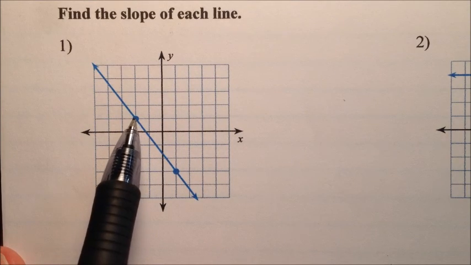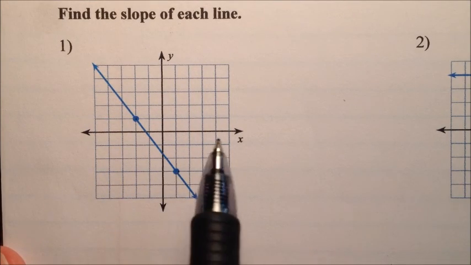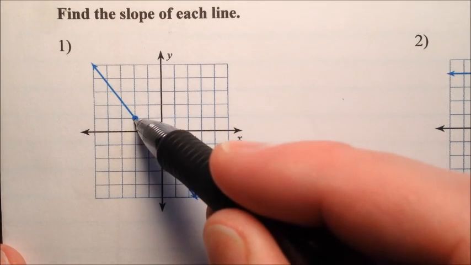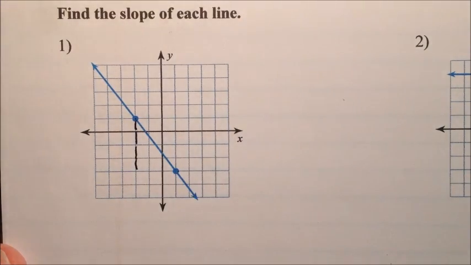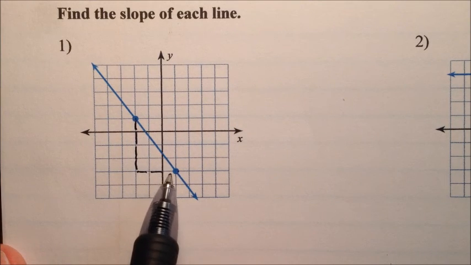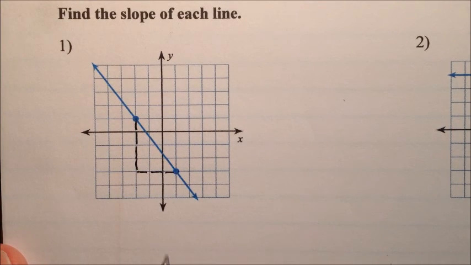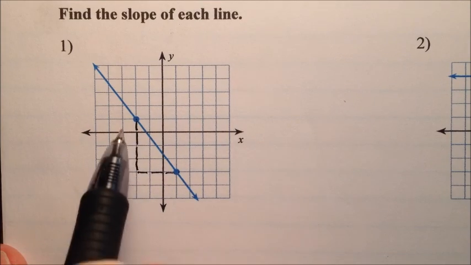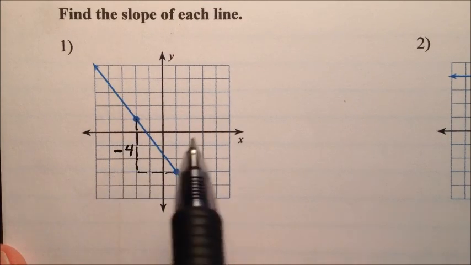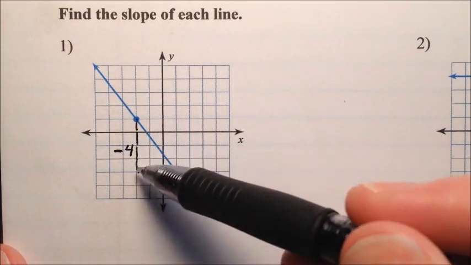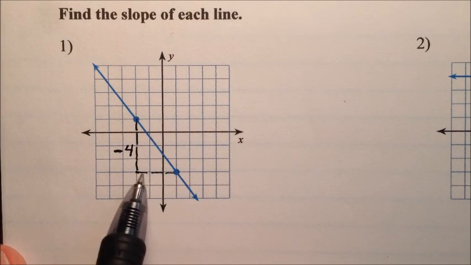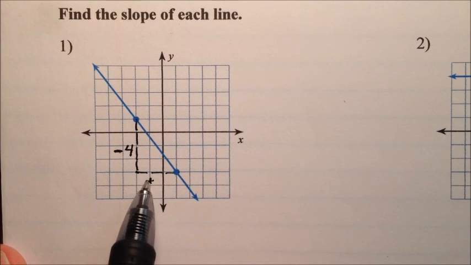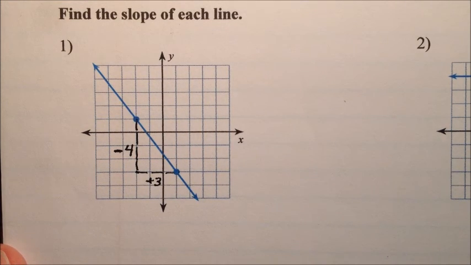So what are we doing to go from this point to this point? Well, we're coming down 1, 2, 3, 4, and we're going over 1, 2, 3 to the positive side. So since we came down, we're going to call that a negative, and we came down 4, so negative 4. And then from where we left off, we went over 1, 2, 3, and since we went to the right, that's in the positive direction.